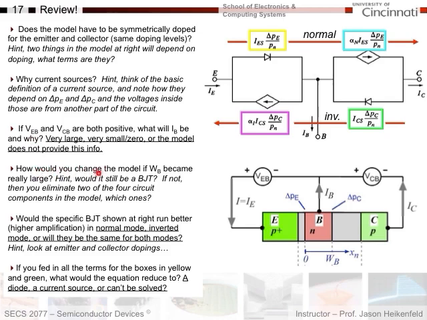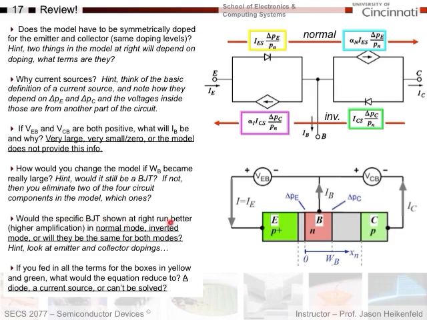Next question, how would you change the model if WB became really large? So let's basically take our BJT and expand a really wide base. How would the model change? Well, here's your hint. If I have a really wide base width, would I have a BJT? You should be able to answer that. And if I don't have a BJT, then you should be able to eliminate 2 of my 4 circuit components here. 1, 2, 3, 4. 2 of these should go away. Which ones will go away? You should be able to answer that. And then you'll see what you would expect to see if you basically had a really wide base in between 2 PN junctions.